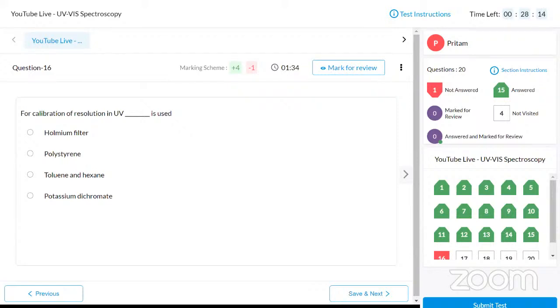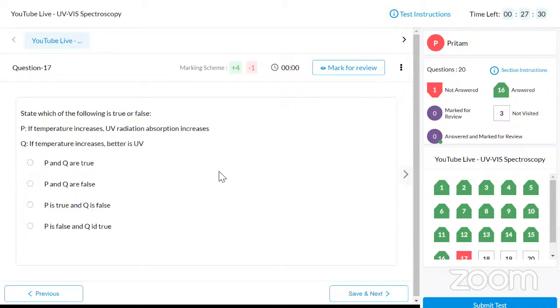So toluene and hexane is the remaining option. So holmium filter is not used for calibration of resolution. Why? Because it is used for the wavelength calibration, that is the wavelength accuracy calibration. Polystyrene is used for FTIR calibration, and option D, potassium dichromate, is used for UV calibration, but not for the parameter resolution. It is used for calibration of the parameter absorbance. So the reagent used for resolution is toluene and hexane. So if you want to calibrate the resolution parameter of a UV spectrophotometer, then the reagent that you will use is toluene and hexane, which is option C.